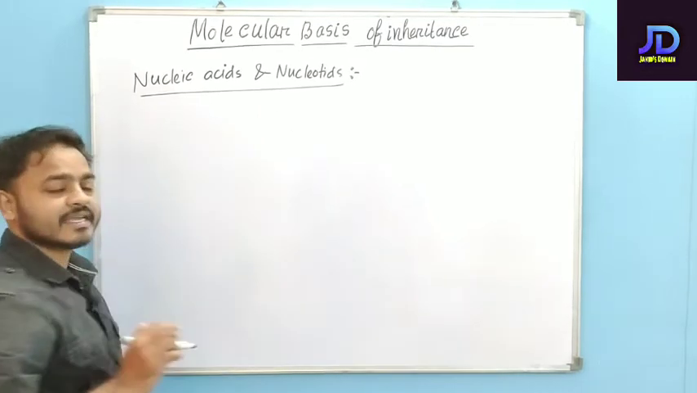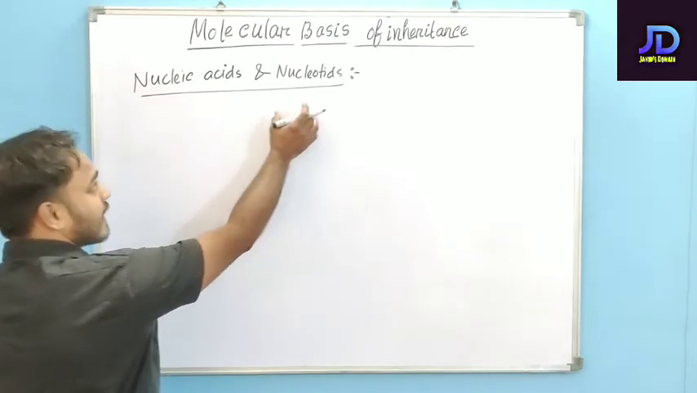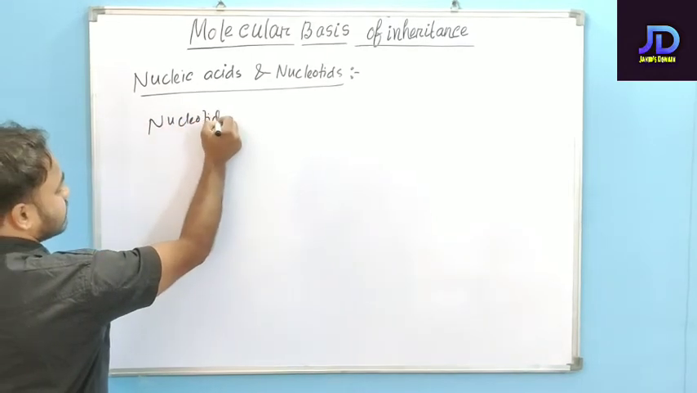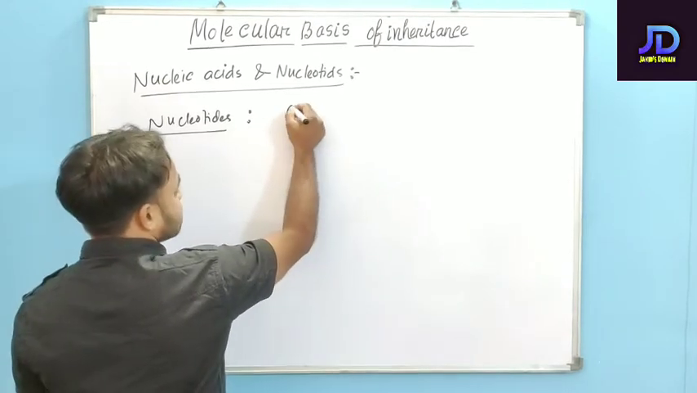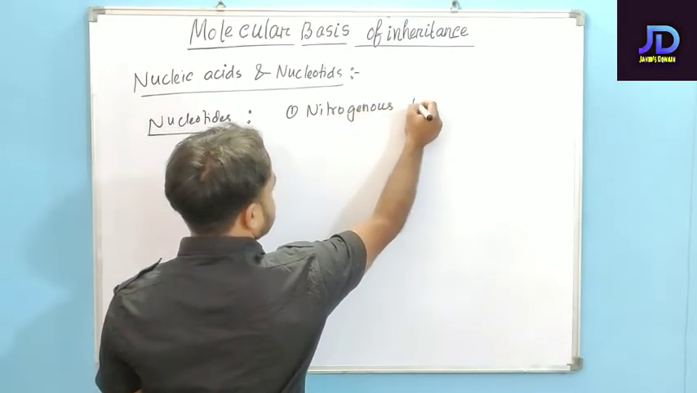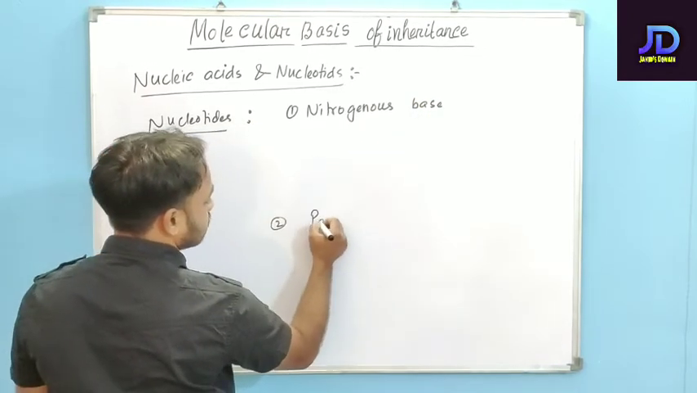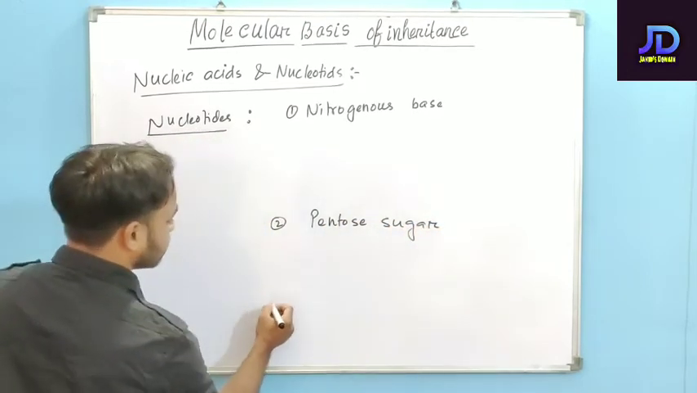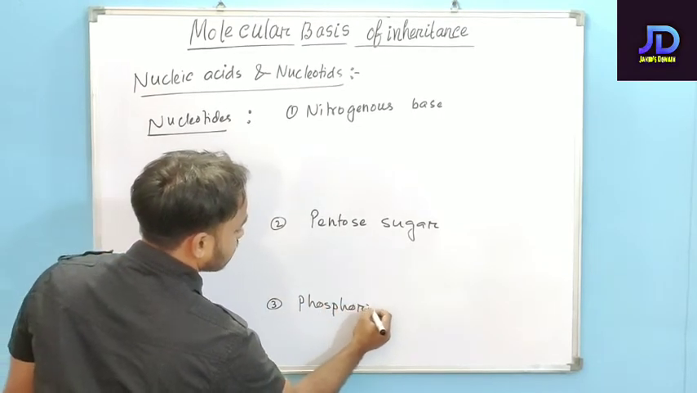This nucleotide is made up of three substances, right? What are the substances that make up the nucleotides? Nucleotide is made up of three things. The first thing is the nitrogenous base. Then pentose sugar. I will write here pentose sugar. And the third is phosphoric acid or phosphate group.